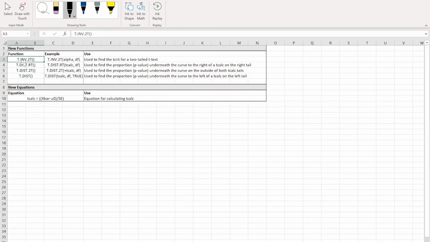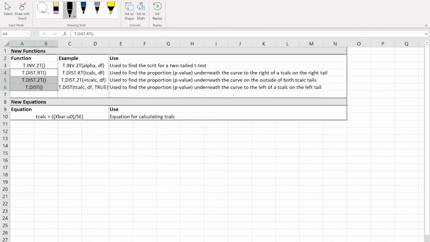So this t.inv.two-tailed is used to find the critical value for a two-tailed test. The other version, the t.inv, was on the previous week's tab, so it wasn't included here for the new functions. In this one, you just type in alpha and the degrees of freedom instead of 1 minus alpha over 2. And then you'll see that we have a couple versions of this t.dist function for different questions. The RT is for right-tailed problems, 2t is for two-tailed problems, and the t.dist, just the regular one, is for left-tailed problems.